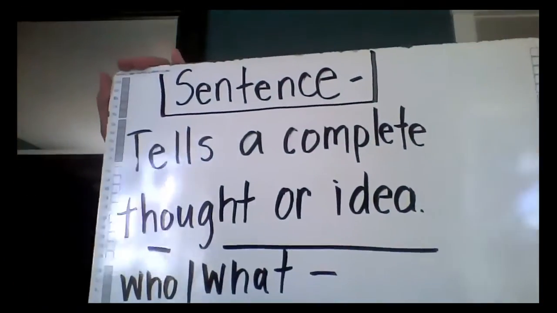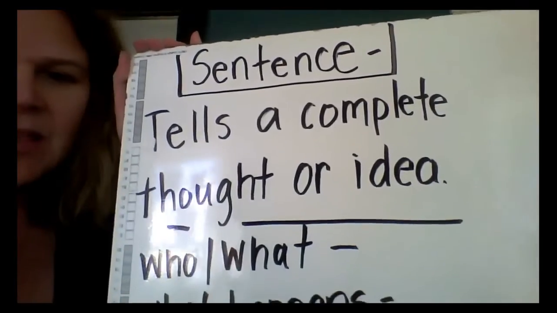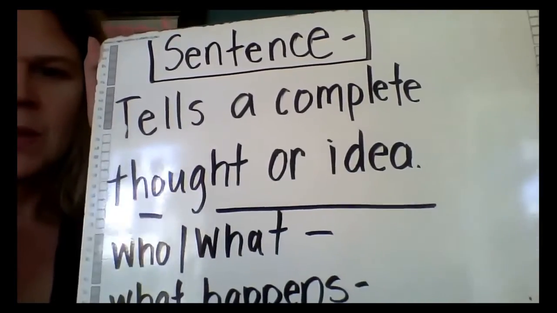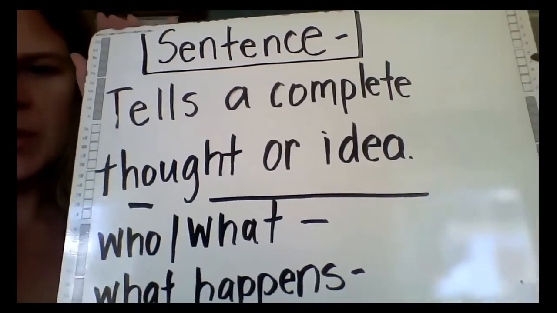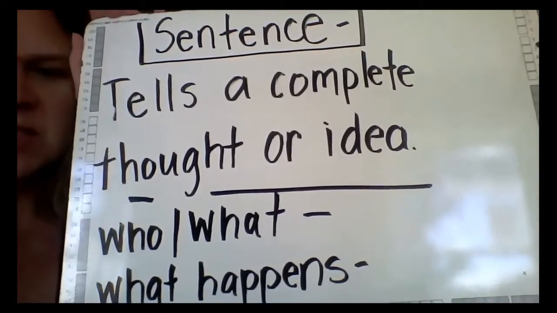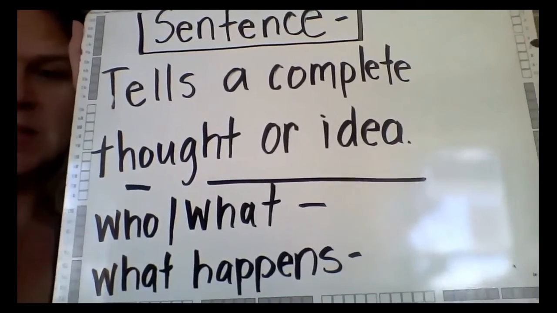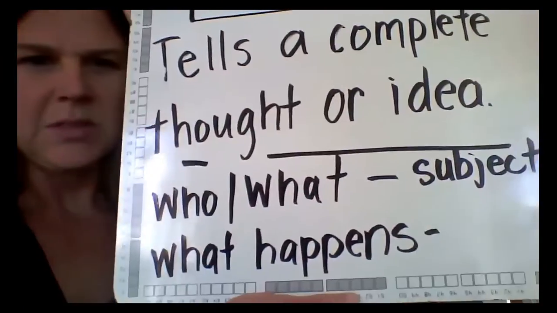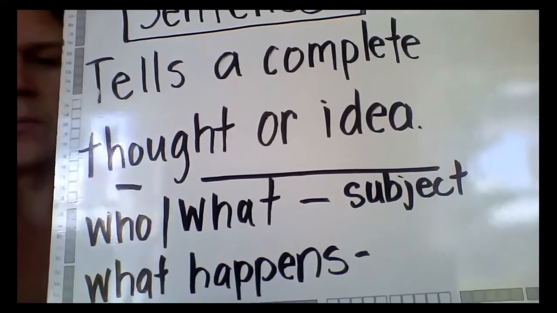A complete sentence tells a complete thought or an idea. That means that it's going to have two important parts. It's going to have a part that tells you who or what the sentence is about. We call that the subject. Let me add that in here. The subject tells who or what the sentence is about.